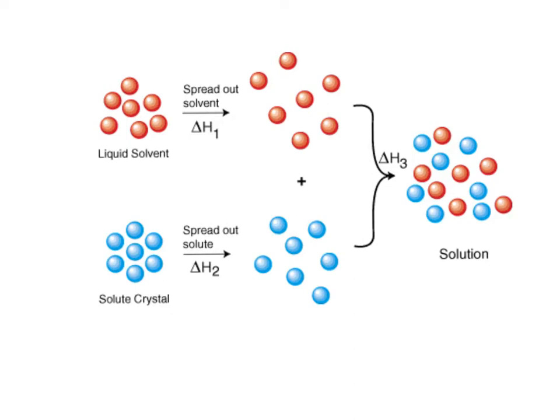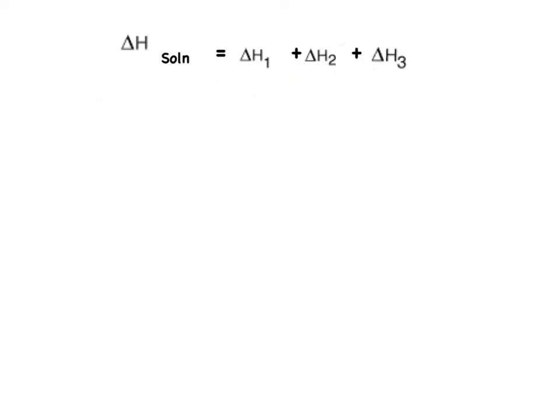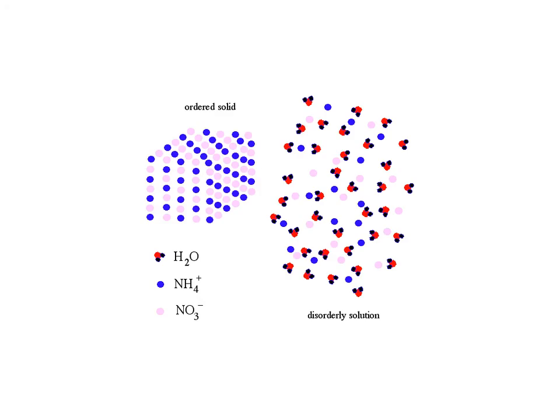The overall enthalpy change for formation of a solution is determined by adding these three enthalpy changes together. And depending on the magnitude of each of them, the overall process could be endothermic or it could be exothermic. Ammonium nitrate is a nice, orderly solid. In the dissolution of ammonium nitrate in water, more energy goes into the separation of the components than what is released on the formation of the new solution. So the overall process is endothermic.